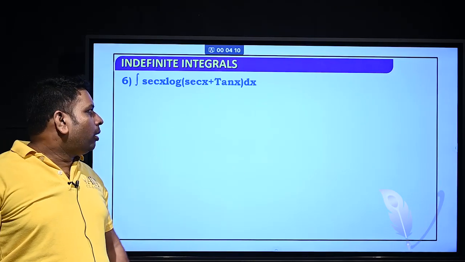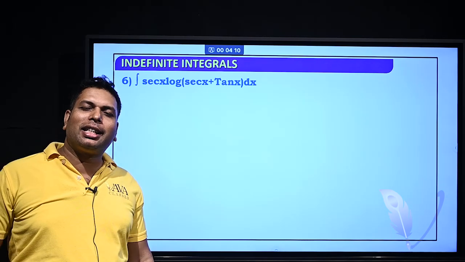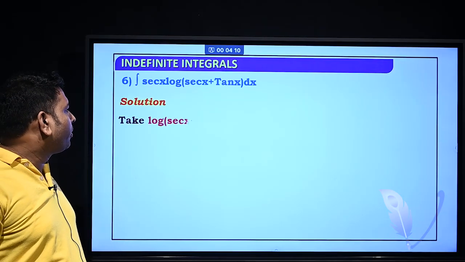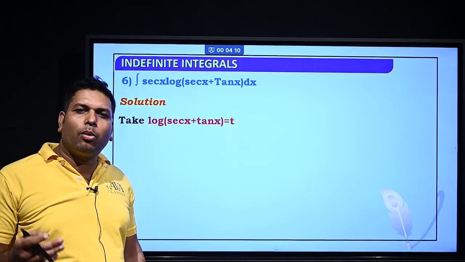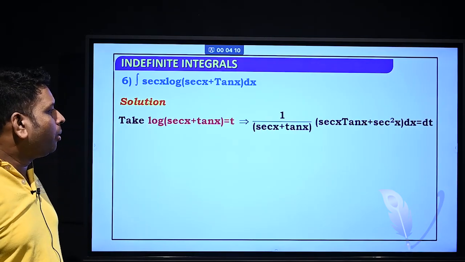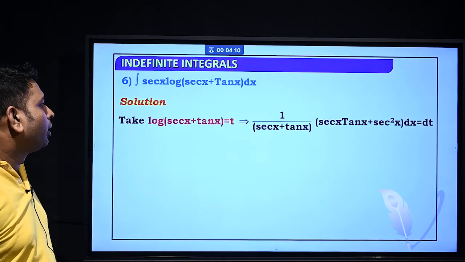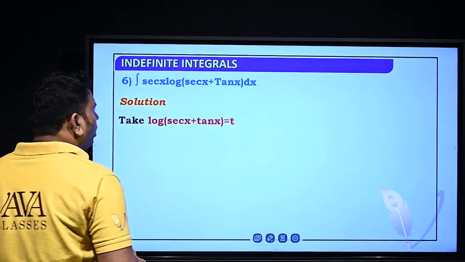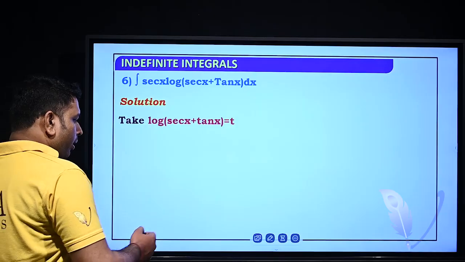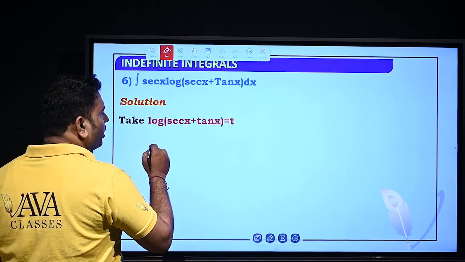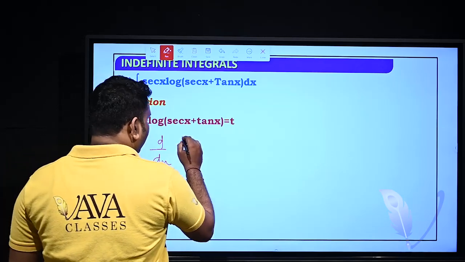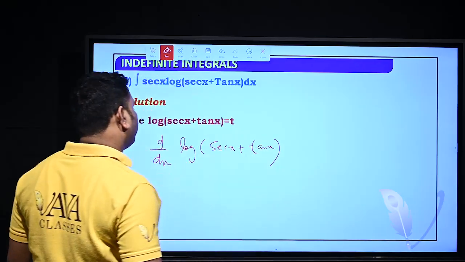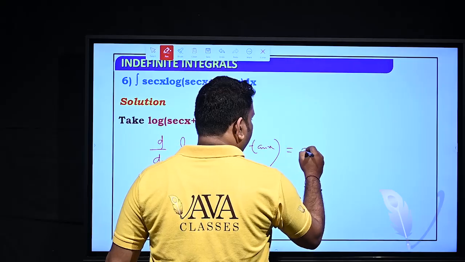Now question number 6. Integration sec x log of (sec x plus tan x) dx. Solution: take log of (sec x plus tan x) equal to t. Now 1 by (sec x plus tan x) into (sec x tan x plus sec square x) dx equal to dt. Log of (sec x plus tan x) equal to t, so differentiate both sides with respect to x. So d by dx of log of (sec x plus tan x) equal to d by dx of t, that is dt by dx.